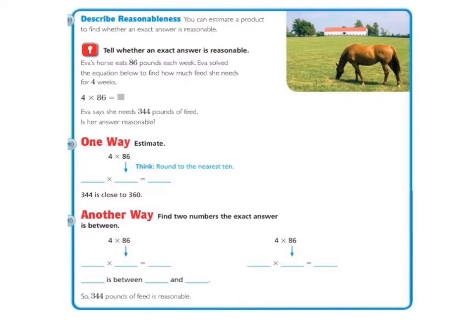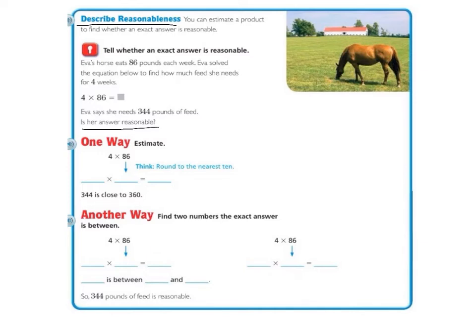All right, let's try this again, and this time we're going to practice deciding if an answer is reasonable. An answer is reasonable if it's close to the exact amount. Our first problem says Ava's horse eats 86 pounds each week. Ava solved the equation below to find how much food she must need for 4 weeks. So she has 4 weeks times 86 pounds. She says she needs 344 pounds of food. We want to know, is this answer reasonable?